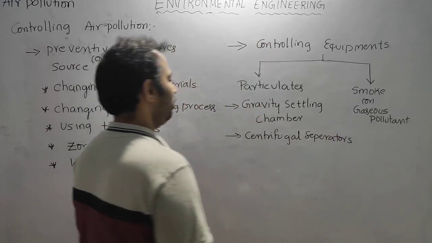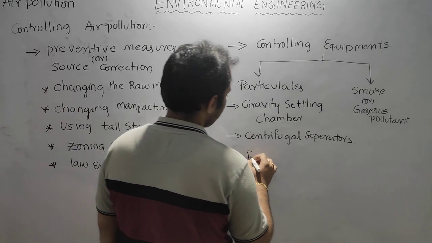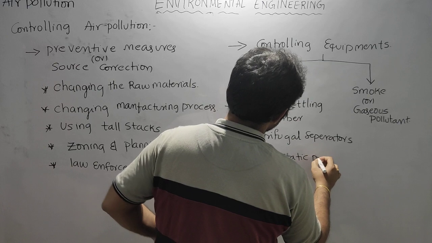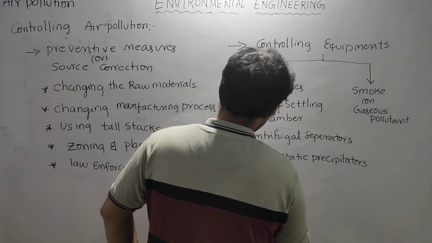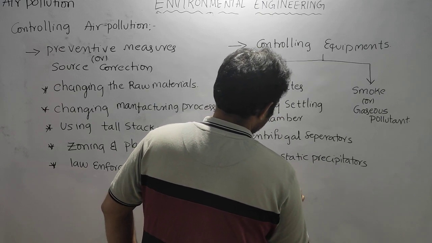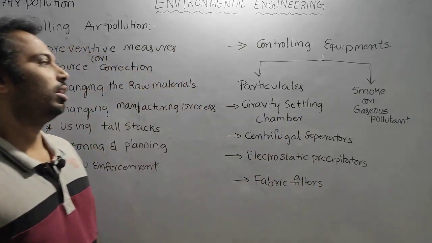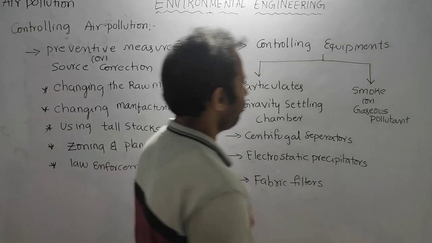electrostatic precipitators and fabric filters. These are the different kinds of equipment that are present to take care of the particulate matter.